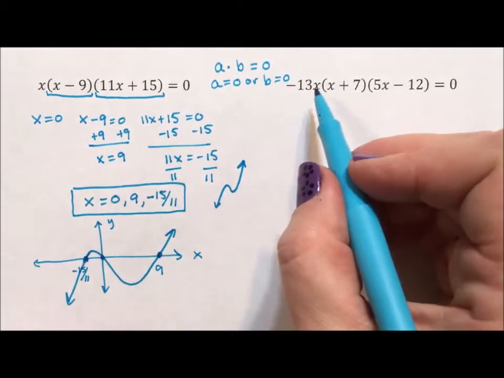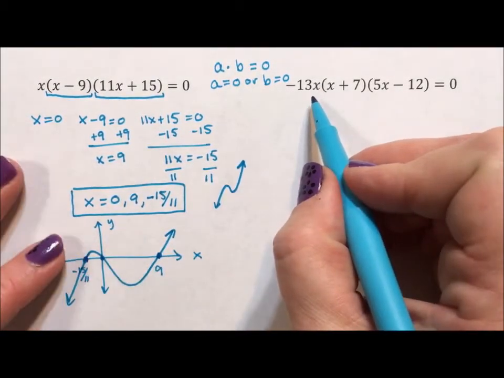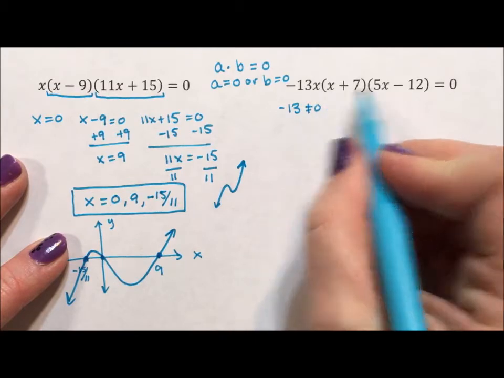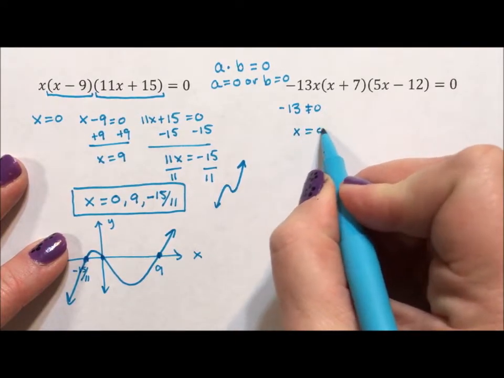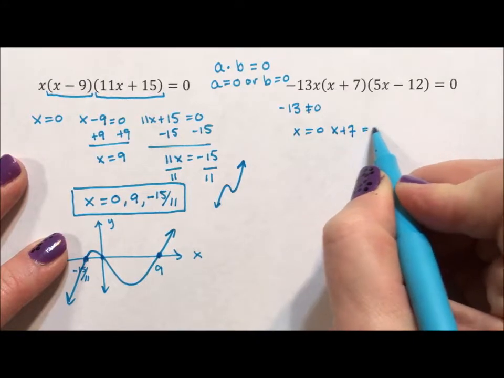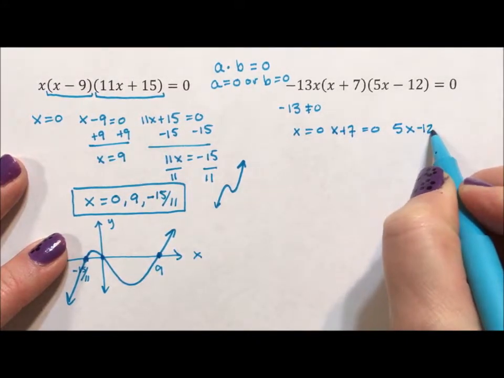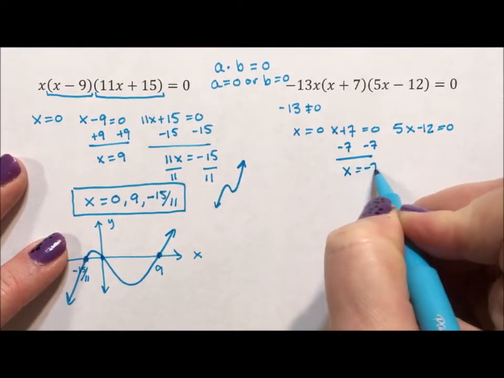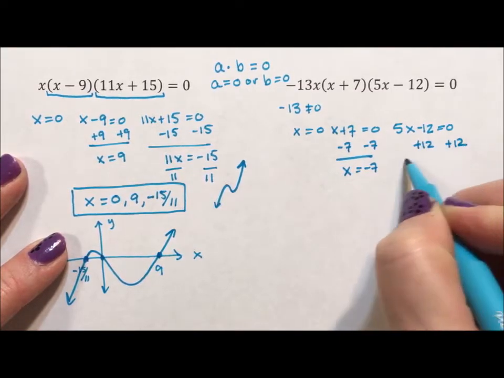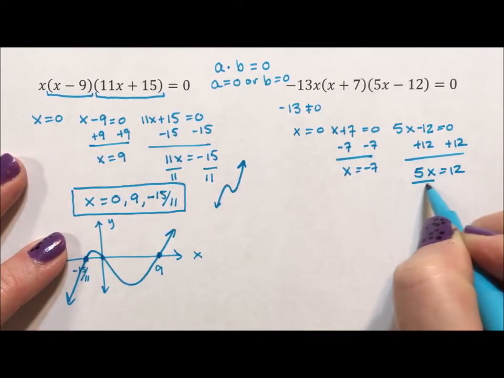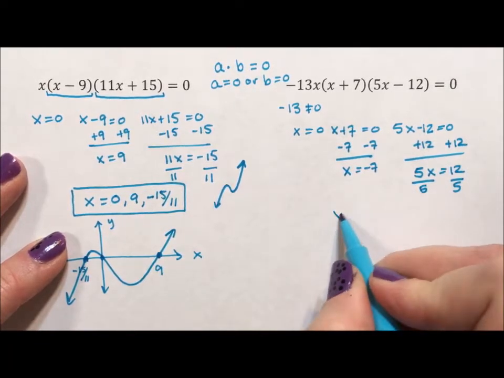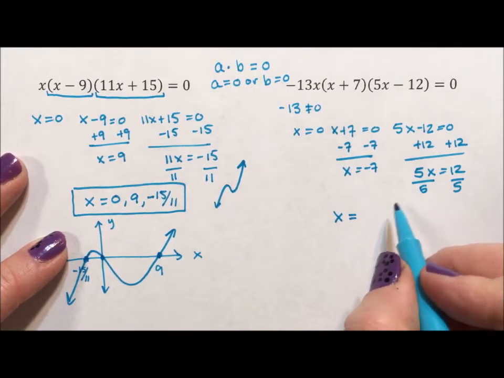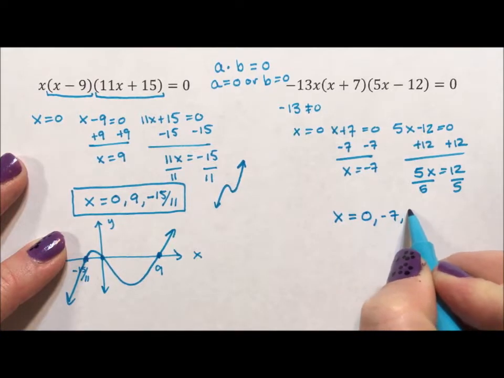Okay, for this one, I don't need to worry about this negative 13. It is just one more number being multiplied, but negative 13 cannot equal 0, so I can ignore it. So for the second problem, either x equals 0, x plus 7 equals 0, or 5x minus 12 equals 0. If I subtract 7 from both sides, and on this one I'm going to add 12 and then divide by 5, I get my solution set. The solution for when this all equals 0 is when x is 0, negative 7, or 12/5.